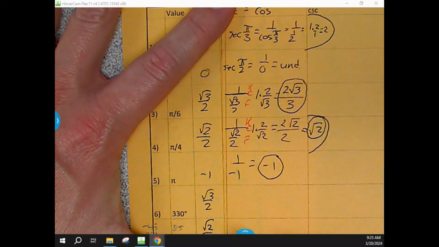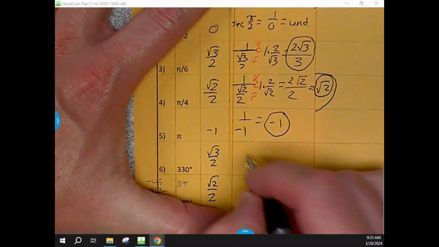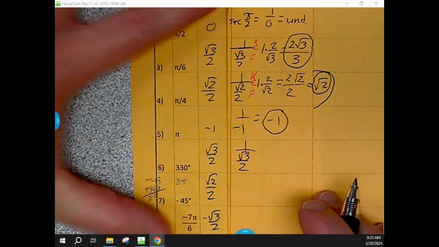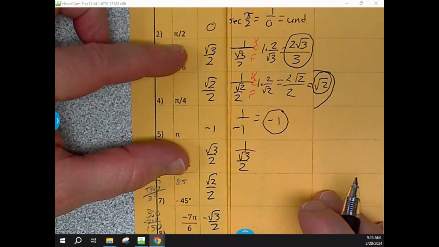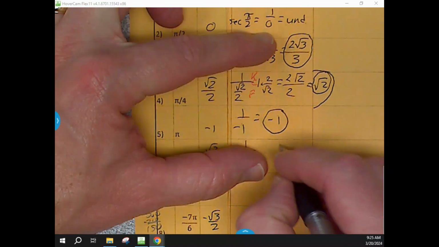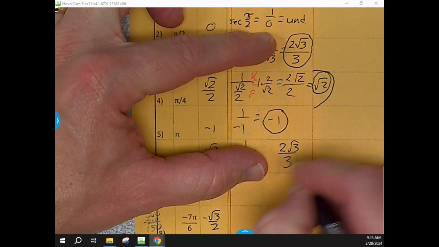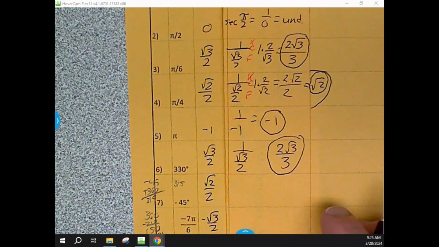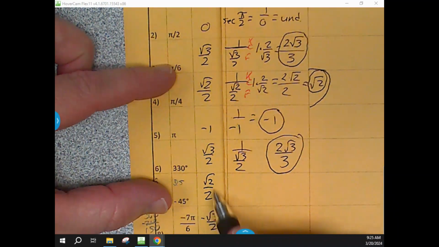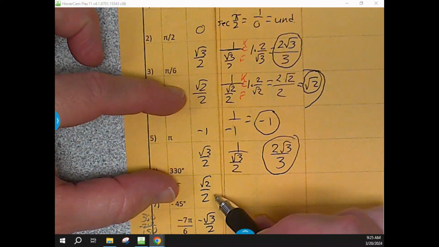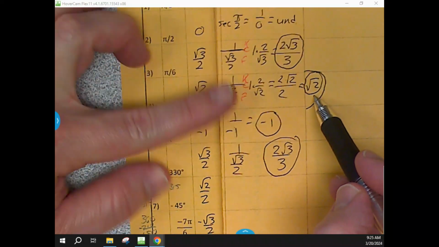Okay, so for 330, it's 1 over square root of 3 over 2. But again, you don't have to reinvent the wheel, because we did that same number right here. We know that answer is going to be 2 square root of 3 over 3. And that's where this chart comes in handy, because you don't have to keep redoing these numbers. When we get to the next one, at 45, it's square root of 2 over 2. But again, we just did that same answer here. That answer was just square root of 2.